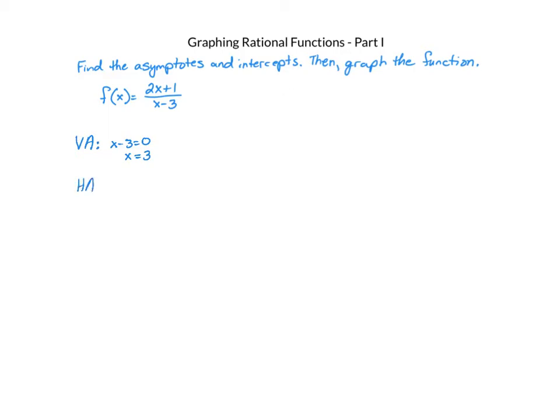Horizontal asymptote. The degree of the numerator is equal to the degree of the denominator, so we look at the coefficients of those terms of highest degree. So we have a 2 over a 1, so we know we have a horizontal asymptote at y equals 2 over 1, or just 2. Now an oblique asymptote or slant asymptote exists when the degree of the numerator is 1 greater than the degree of the denominator. We don't have that happening, so I'll just say none.